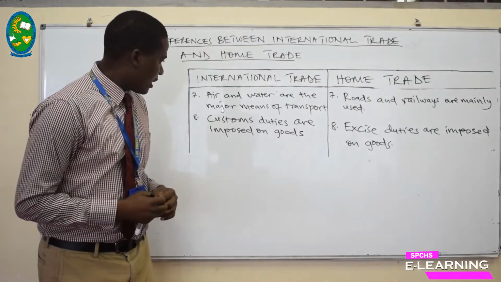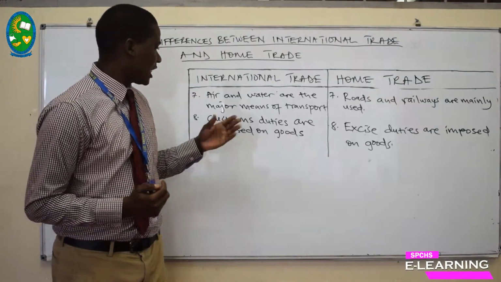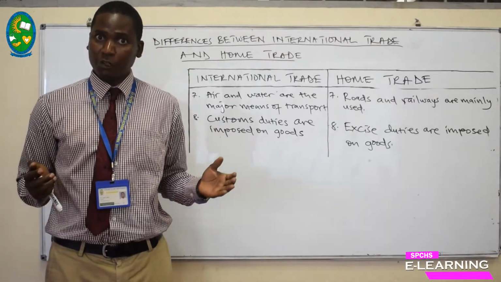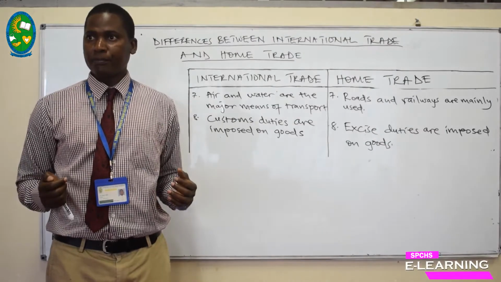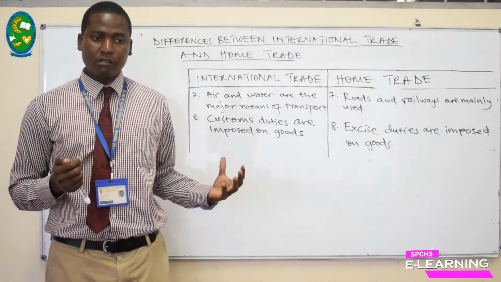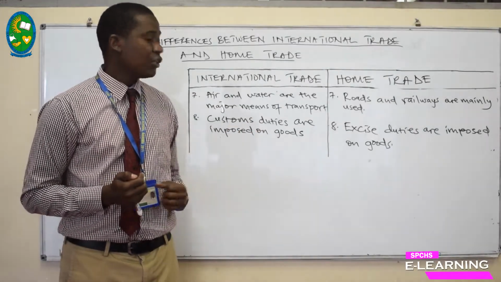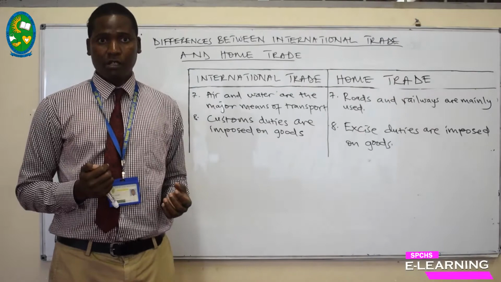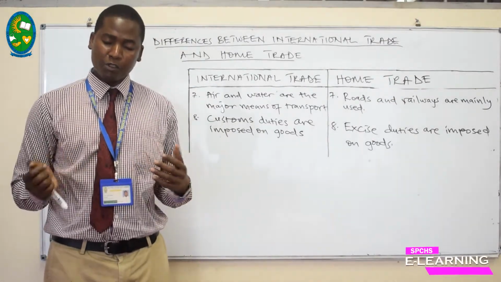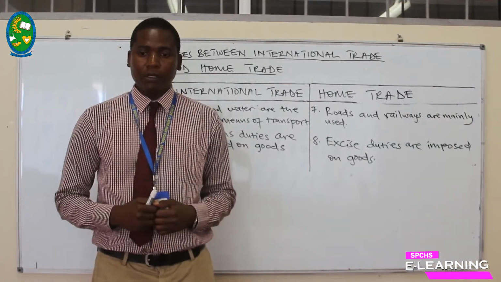In international trade, goods are imposed customs duties. Those are taxes which are charged on the goods being imported. Those ones are called customs duties. Whereas in home trade, excise duties are imposed on goods which are traded just within home, goods which are traded just within the country.